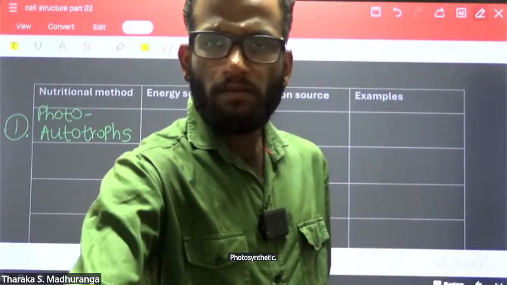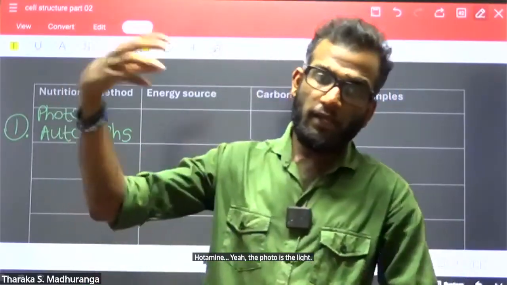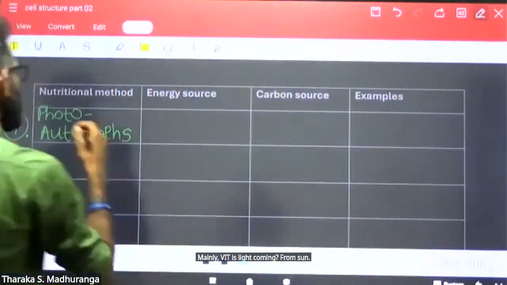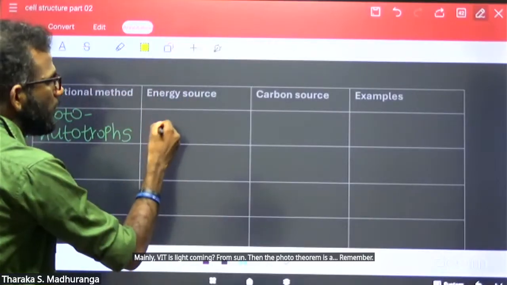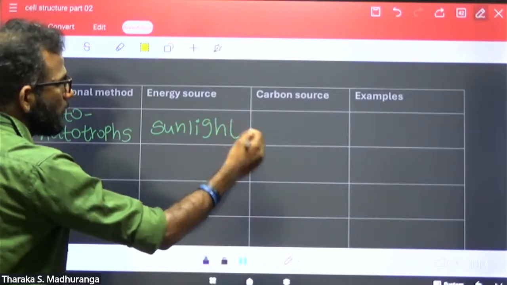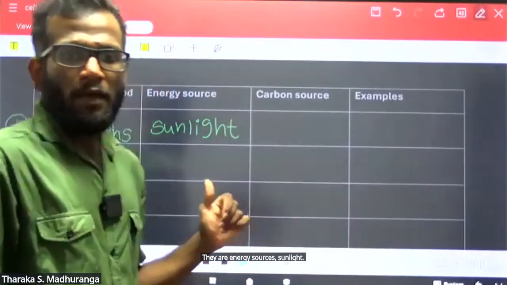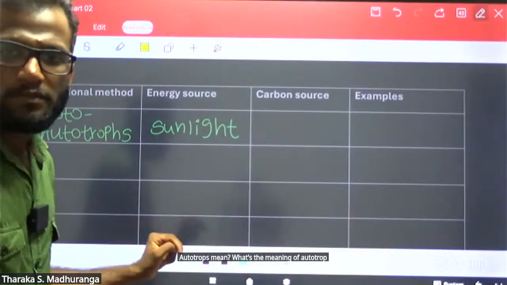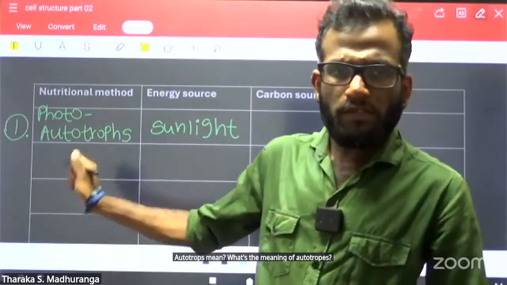Photo means, yeah, the photo is the light, mainly light coming from the sun. Then the photosynthetic ones, remember, their energy source is sunlight. Autotrophs mean, what's the meaning of autotrophs?